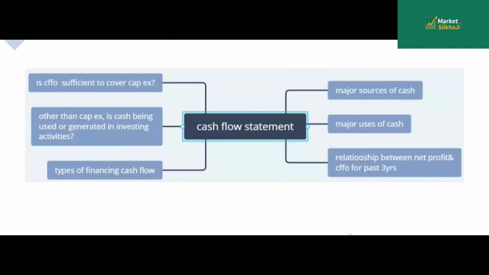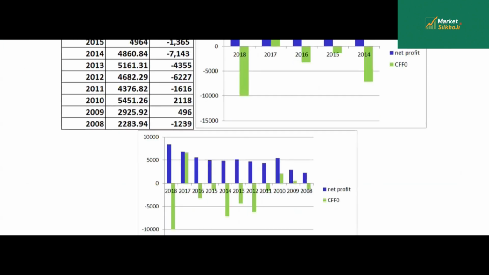Most important question, the relationship between net profit and CFFO, that is cash flow from operations. You can clearly see this company is consistently reporting positive net profits. But when it comes to cash flows, they are negative. So the income statement is narrating a different story, the cash flow statement is narrating a different story. So as you can see here, blue is positive, which is net profits. Green is negative. Even the last 10 years data is also narrating the same story.